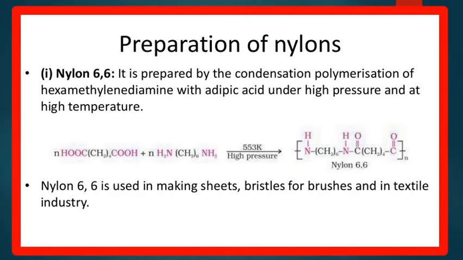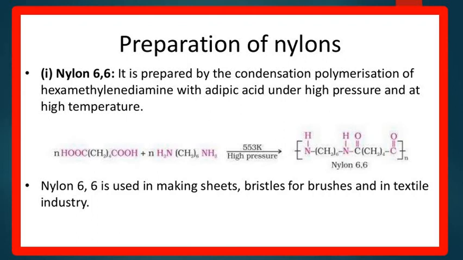Preparation of nylon 6,6. The monomers are adipic acid and hexamethylene diamine. This is adipic acid and this is hexamethylene diamine. On mixing they form nylon salt, which upon condensation polymerization at high temperature and pressure will give you the molecule nylon 6,6. Nylon 6,6 is used for making sheets, bristles for brushes, and in the textile industry.